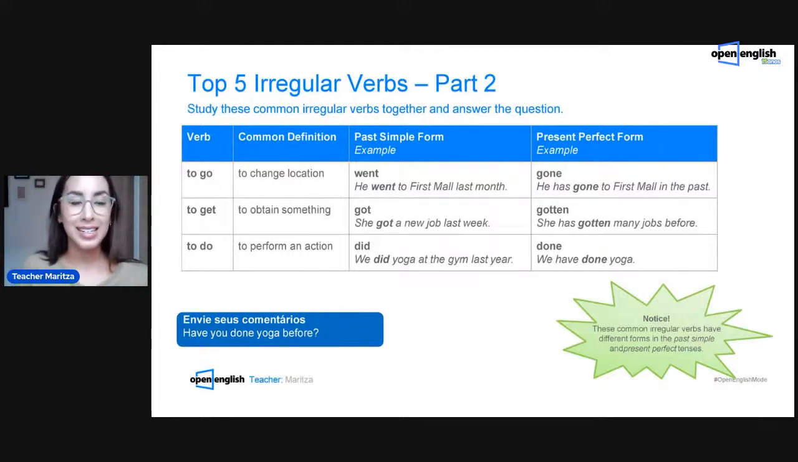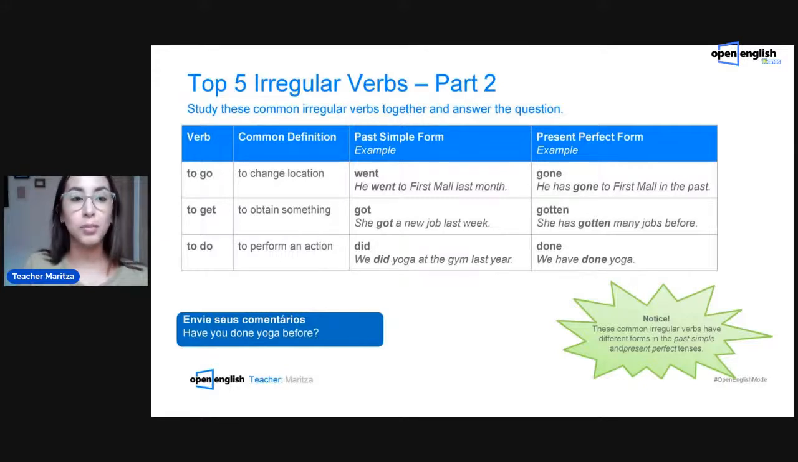Or the verb to get, so to obtain something. For example, she got a new job last week. In the present perfect, also talking about the past, we would say she has gotten many jobs before. We wouldn't say she has got many jobs before. That doesn't sound right, but rather she has gotten many jobs before.